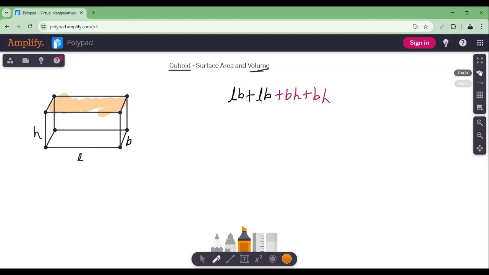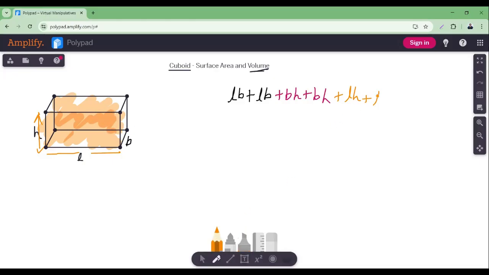Sorry, we finished the top and the bottom, right? Now we're going to do the front and the back. So the front, if you see, the dimensions are this one and this one. So what is it? It is L into H. And in a similar way, the back side will also be L into H.